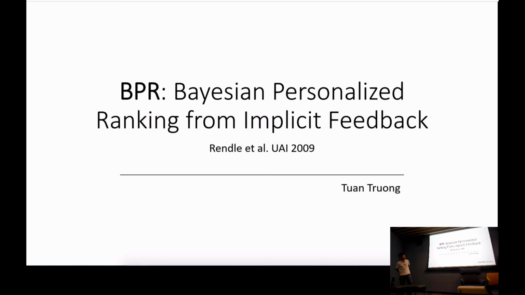Today I'm going to talk about the paper called BPR, Bayesian Personalized Ranking from Implicit Feedback. This one is a baseline for Agnes's paper just presented earlier. This paper was published in UAI 2009. And okay, let's start.